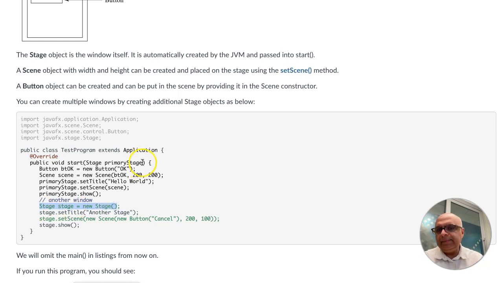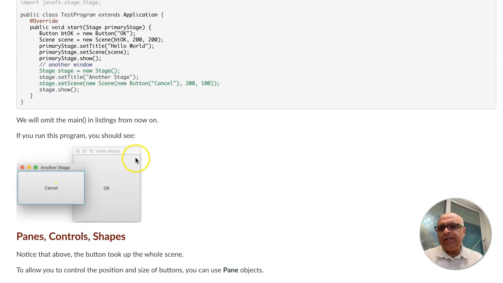The first one gets created by the JVM, so you get that. Now here you can create another one. You can set its title, and then you can put a little cancel button on it. We're not saving the button in a variable. We're just constructing it and passing it in. And the size is a little bit different. This was 200 by 200. This window is going to be a little wider. And then we just say show. So we have to call show for each one of the stages. If you run the program, if everything goes well, it should look like this. This is your original window, and then this is the cancel window. It's a little wider than it is taller.